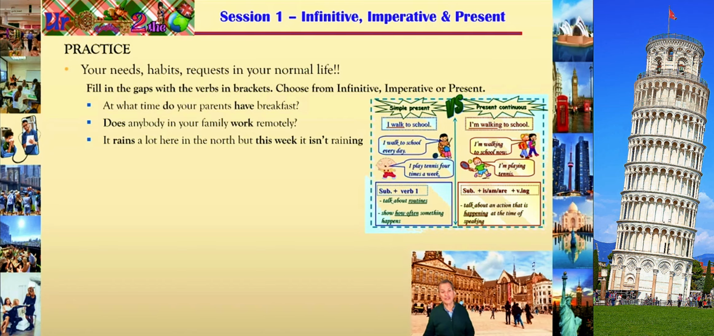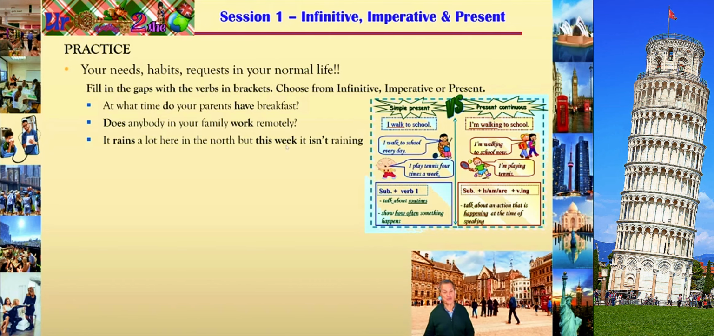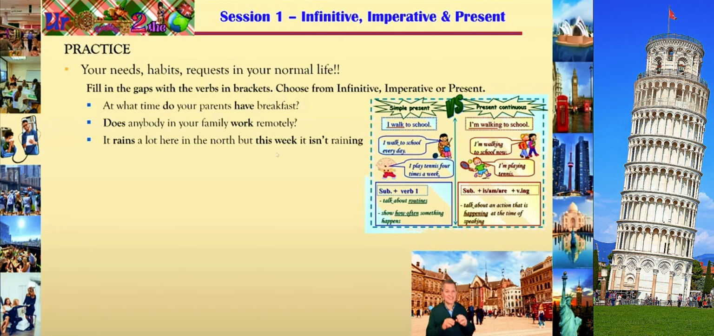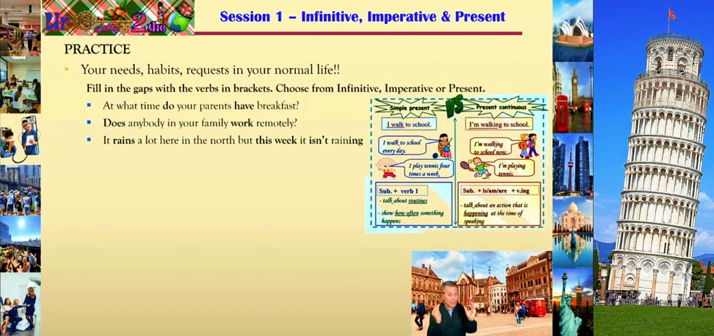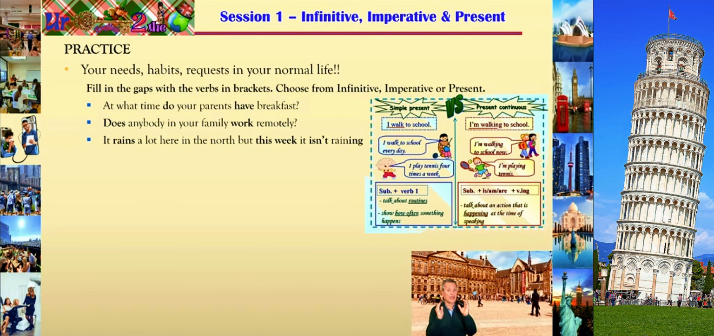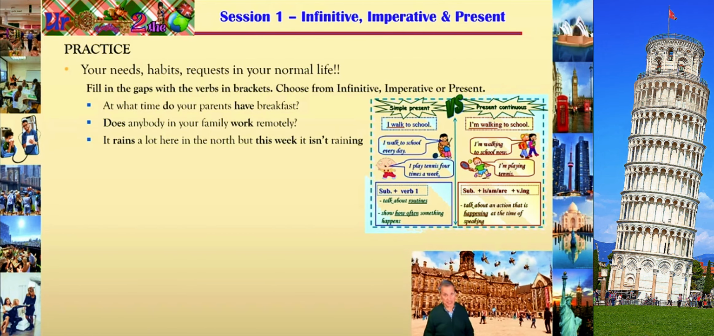And then at the end, you can read this time expression, this week. This week shows that it's at this moment, a specific period of time, right? For this reason, we have to use present continuous. It isn't raining.